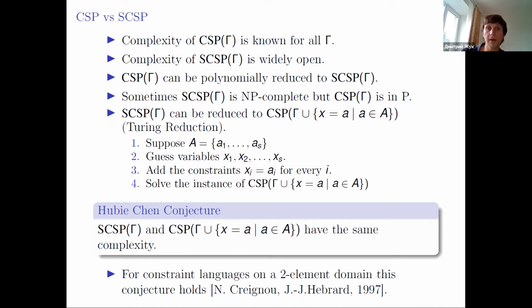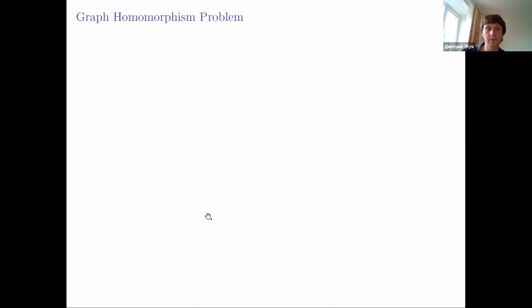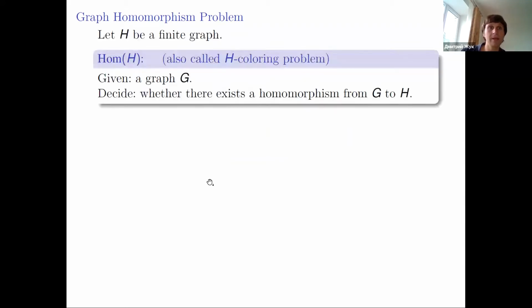Okay, so that's what we have and what we know about CSP and surjective CSP. Let's go on. Again, I want to advertise this problem. I will try to convince you that it's really natural and beautiful. So let's consider the graph homomorphism problem. Probably you know what it is, but I will repeat.